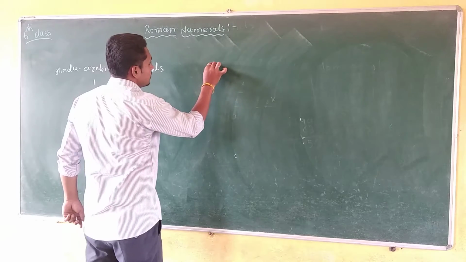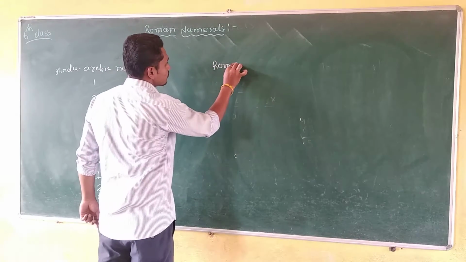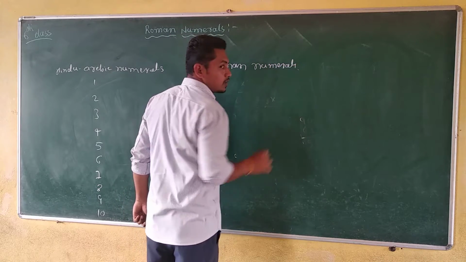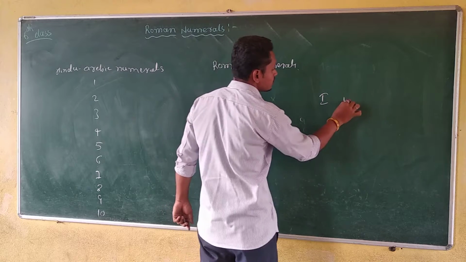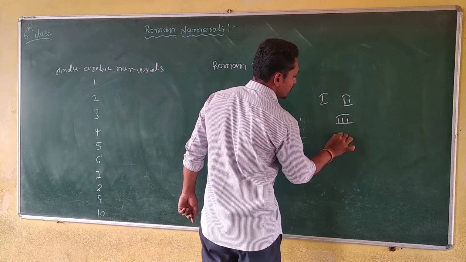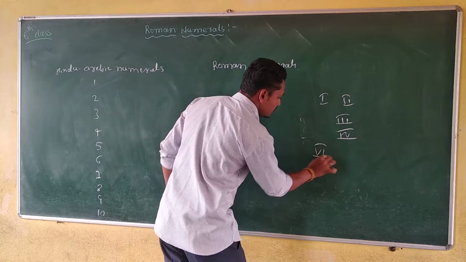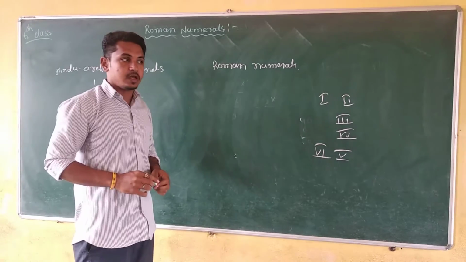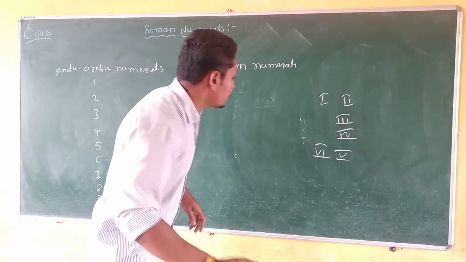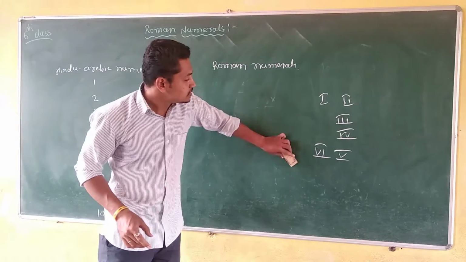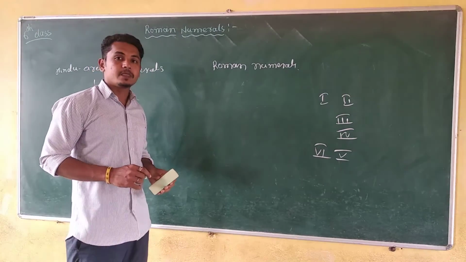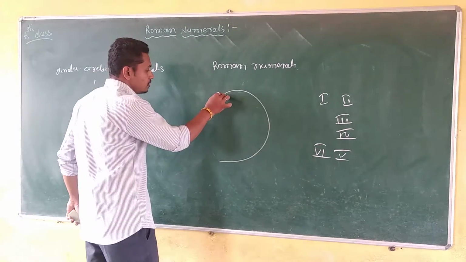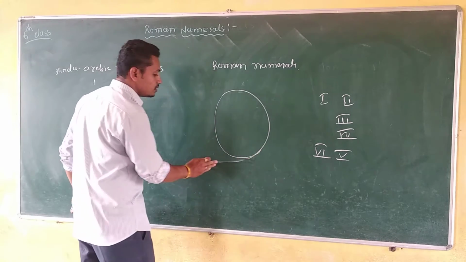So these are the Roman numerals. I will take here 1, 2, 3, 4, 5, 6. These are the Roman numerals. And where are they used? Where you have seen these numerals is in your clock. In your clock, you have seen these Roman numbers.